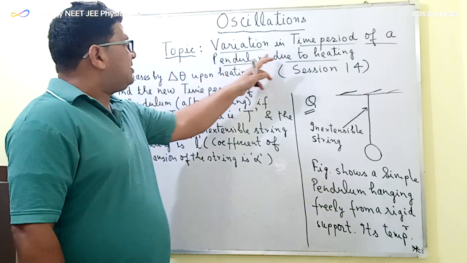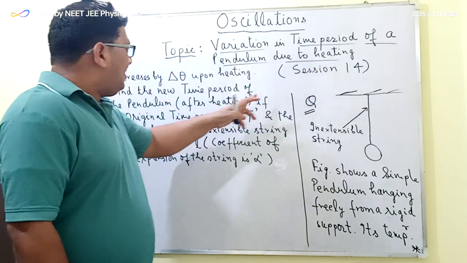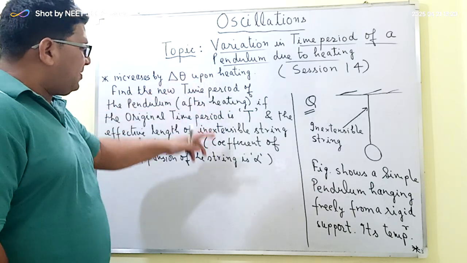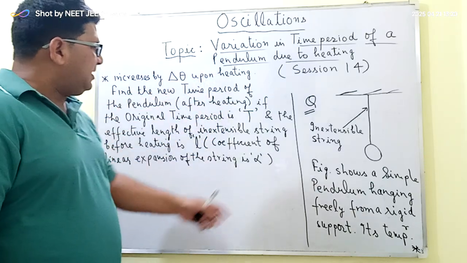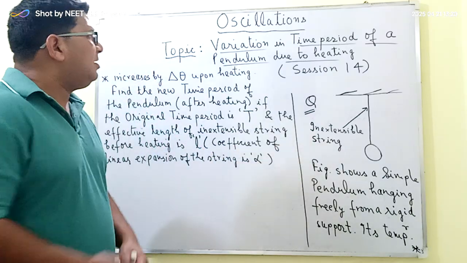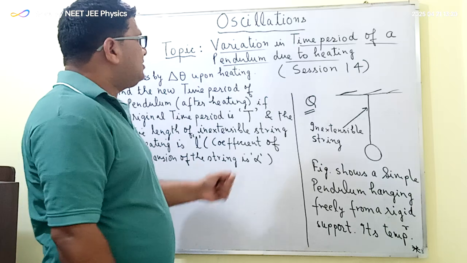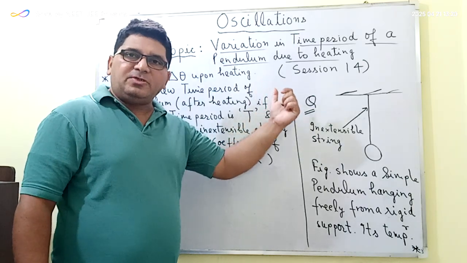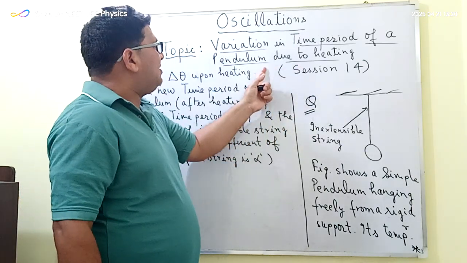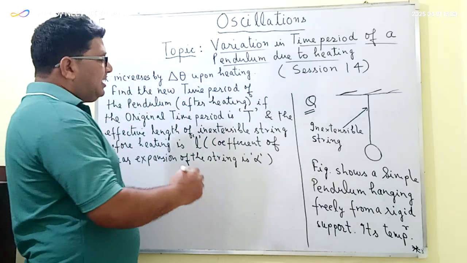The topic is the variation in time period of a simple pendulum due to heating. Based on this topic, I have written one question. With the help of this question, we will derive the formula for the new time period of a simple pendulum when its temperature is increased by, say, delta theta.